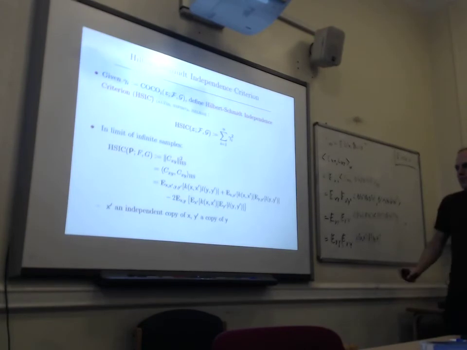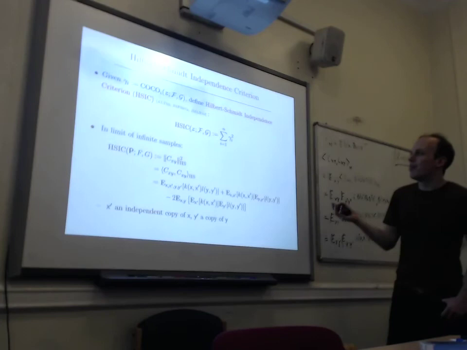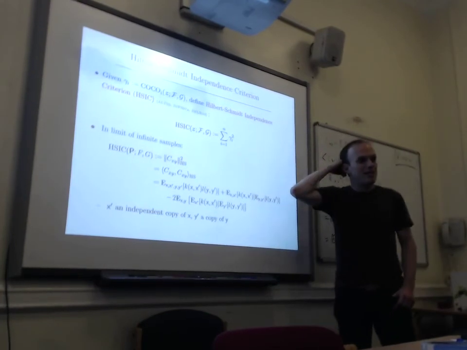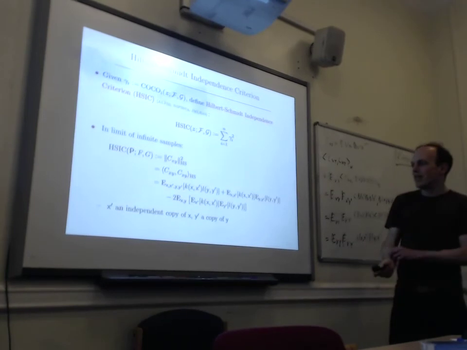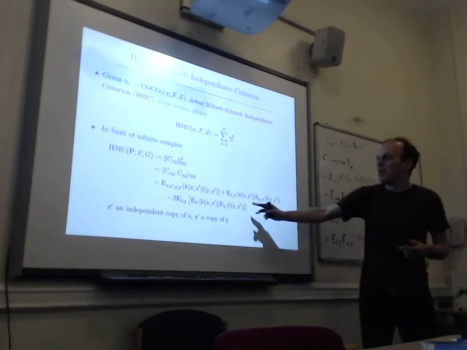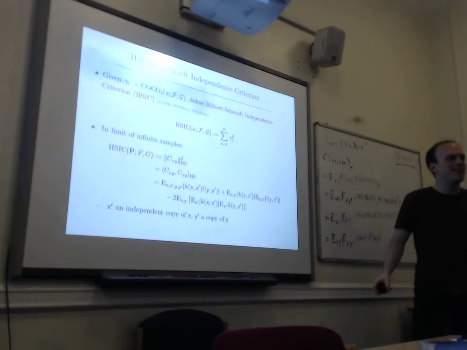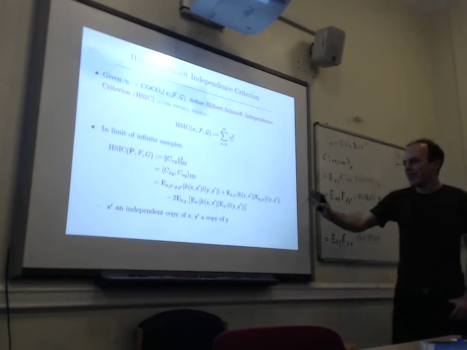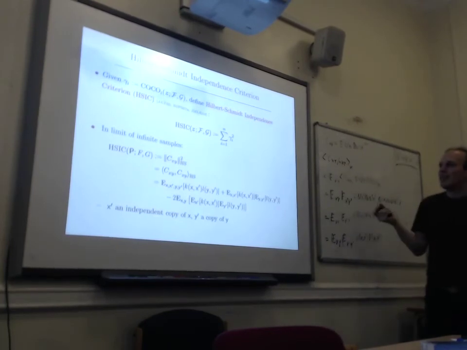So this is a nice statistic, not only because it captures a lot more dependence than COCO, but it's also way easier to compute. For constrained covariance, I had to solve an eigenvalue problem. For this, I just type a line of MATLAB and I'm done. So this is way easier than constrained covariance as well.